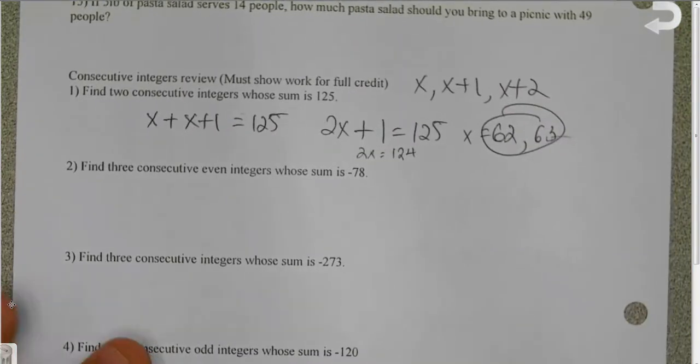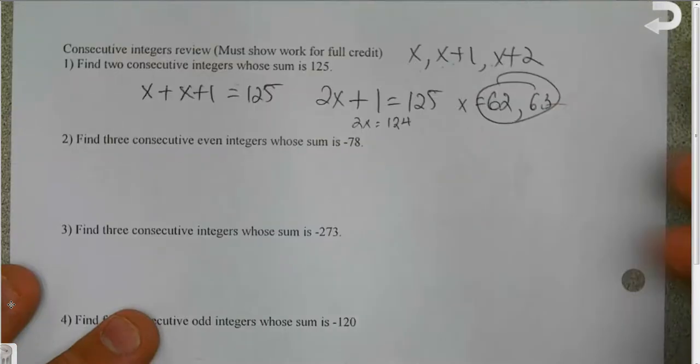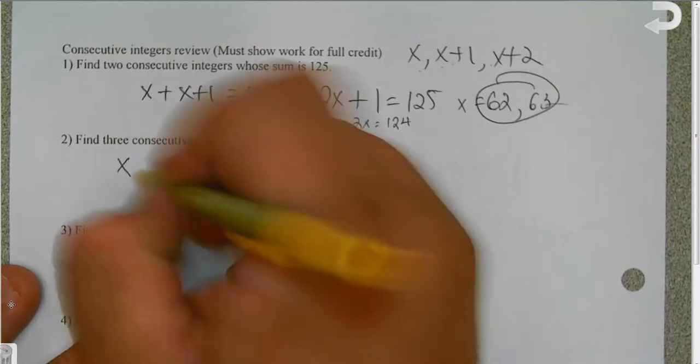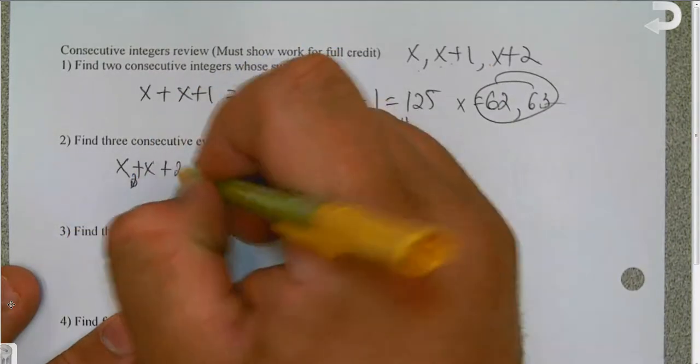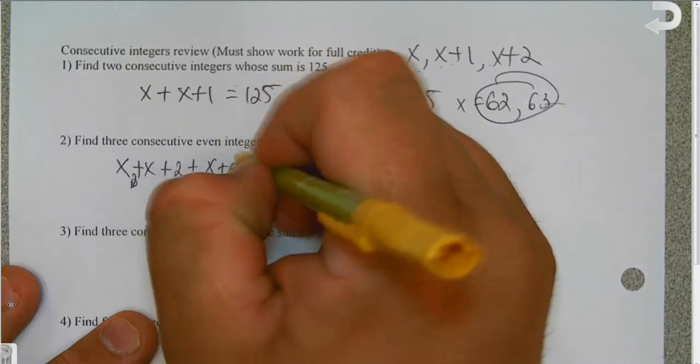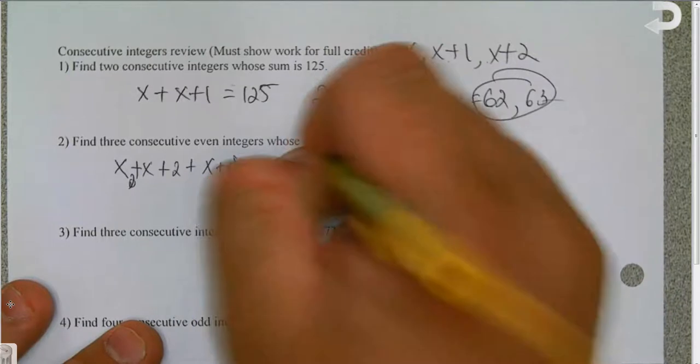When it's even or odd, you can't go x plus 1, x plus 2. For even or odd, you have to do x plus 2, and x plus 4. And this equals negative 78.